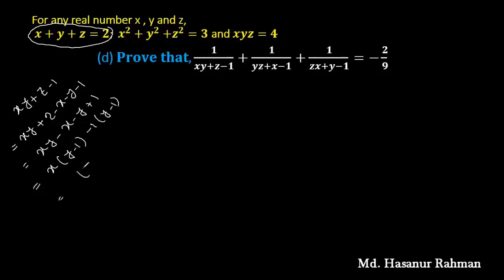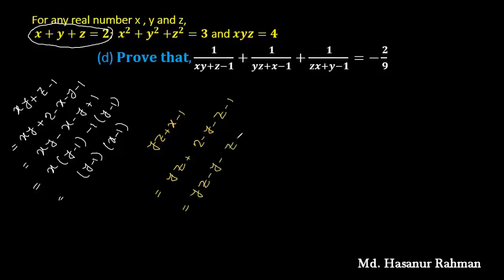At last we will get y minus 1 into x minus 1. Very simple one. And similarly, if we want to solve yz plus x minus 1, what will we get? Look at this. Instead of x, we can write 2 minus y minus z. So yz plus 2 minus y minus z minus 1. So yz minus y minus z plus 1. So y into z minus 1.